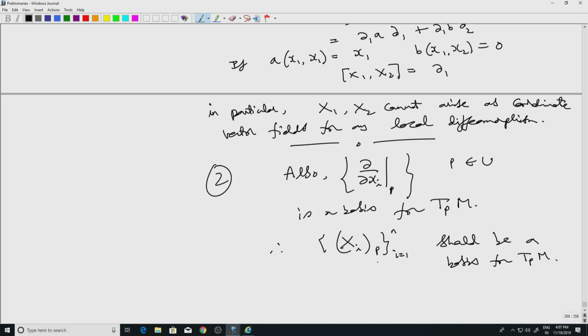So in other words, there should be what we called a frame. So these vector fields should form a frame on an open set, and the pairwise Lie bracket should be 0. Then at least two necessary conditions are satisfied. But the question is, are these two the only necessary conditions for them to arise as coordinate vector fields? The Frobenius theorem says yes, these are both necessary and sufficient.